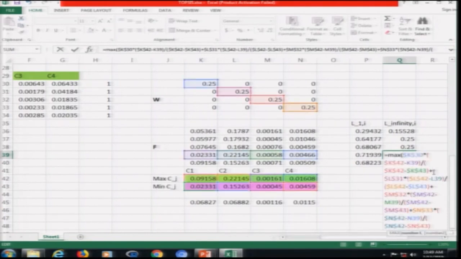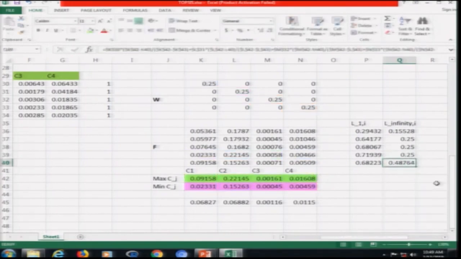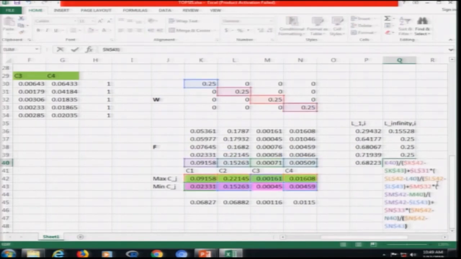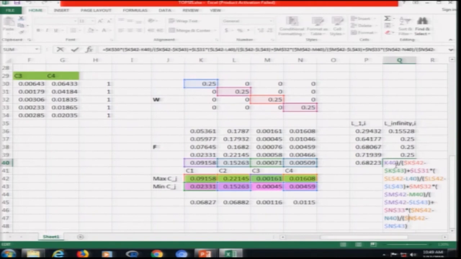So, these are comma, comma, so closing bracket for the maximum, and similarly let me put a maxima here. Then remove the plus because we will compare them.